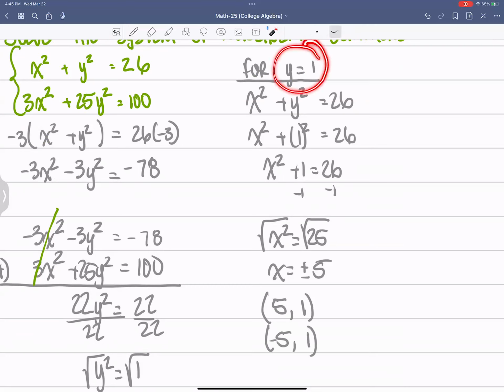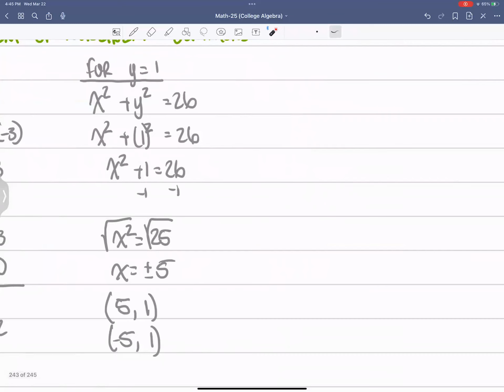So again, y is 1. So we have 1 here, but we have two x solutions. So we have to give those two different possibilities. I have a feeling something similar is going to happen over here for y equals -1. Let's try for y equaling -1.